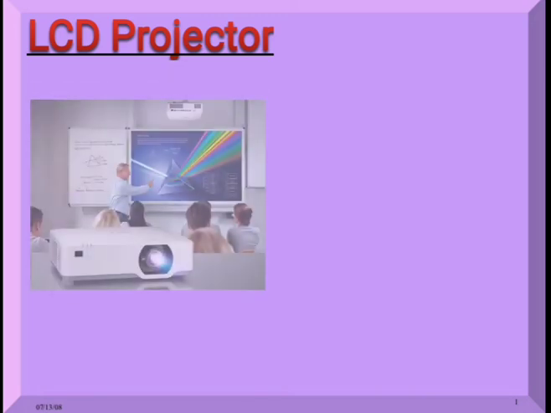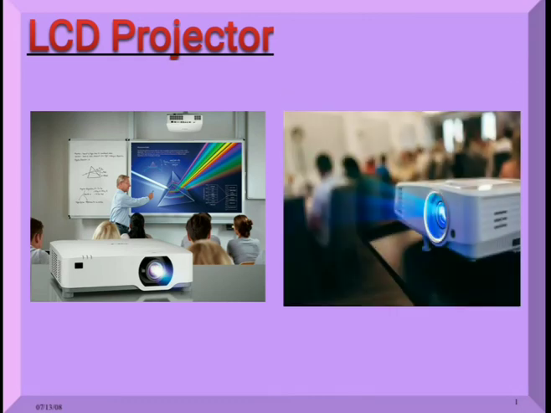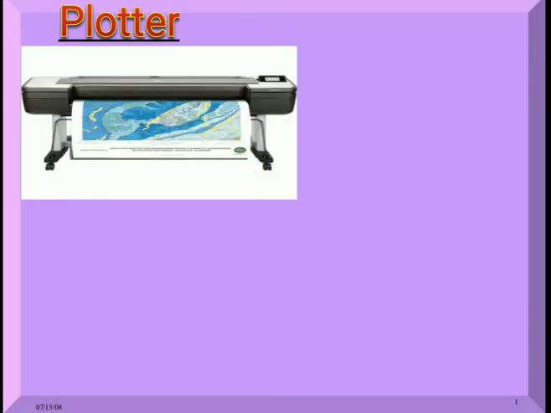LCD projector. This output device is used to display videos, images, or computer data on a large screen. It projects an image onto the surface by passing light over an LCD panel. It is used while giving presentations. Plotter. This output device is used for making large paper drawings such as construction maps and engineering drawings.